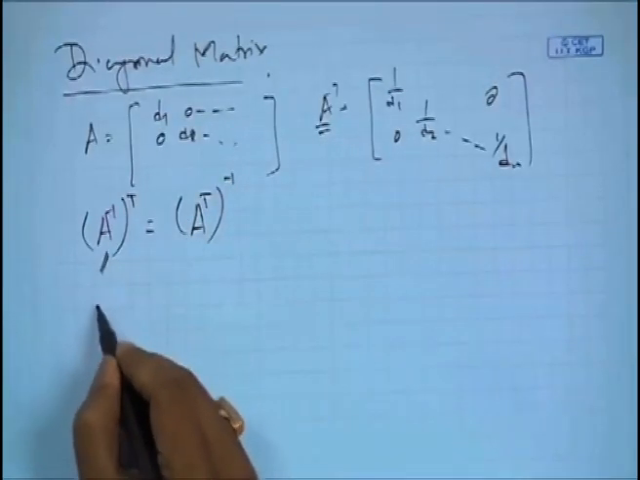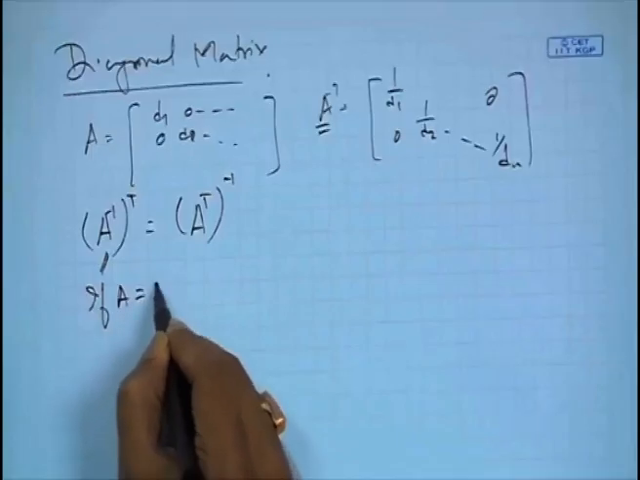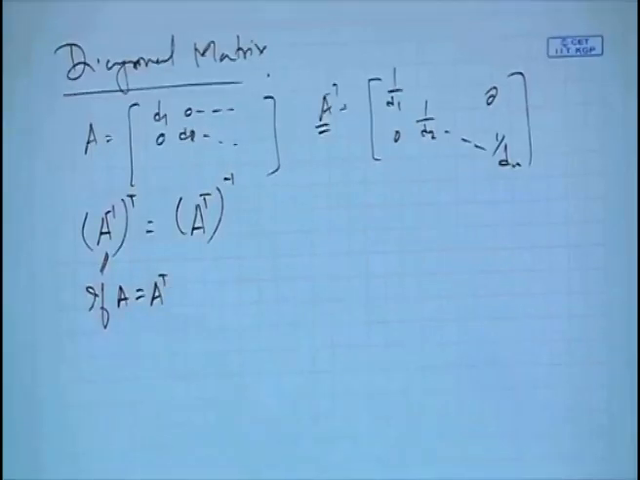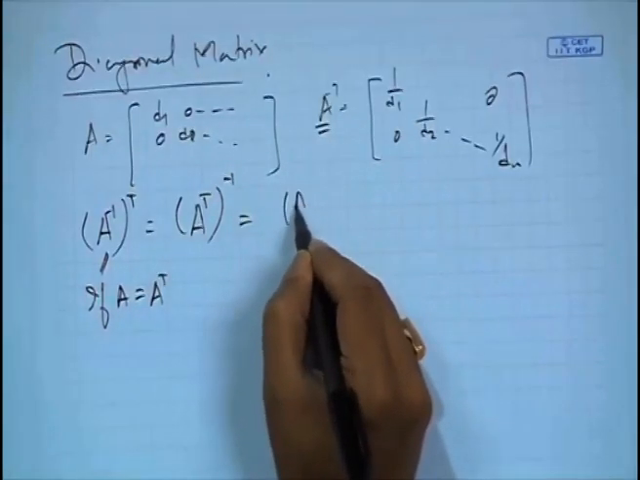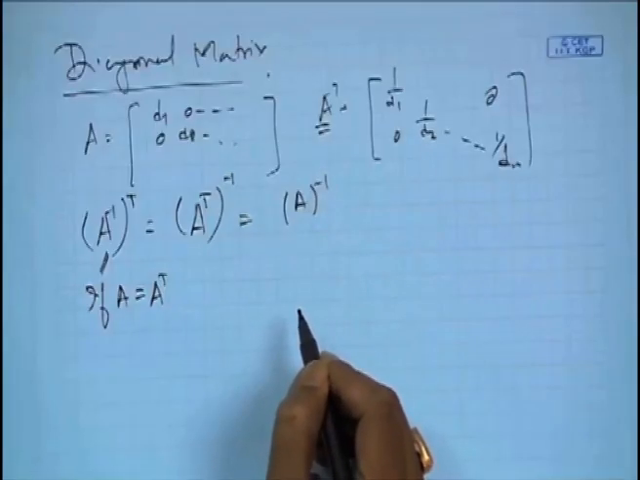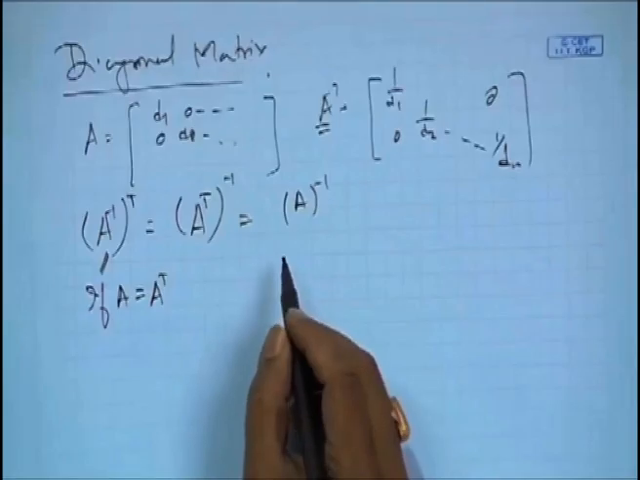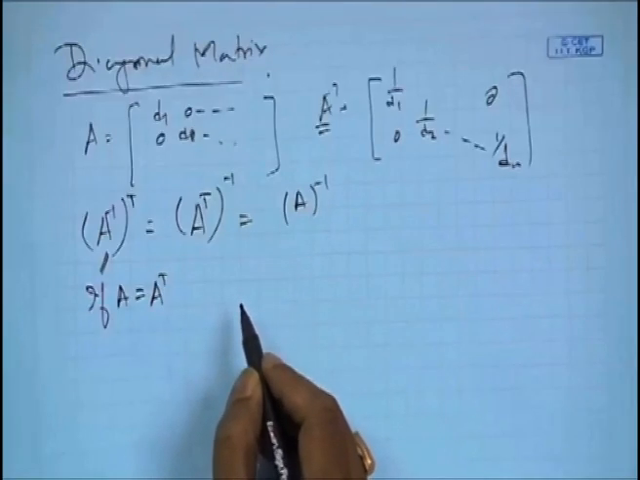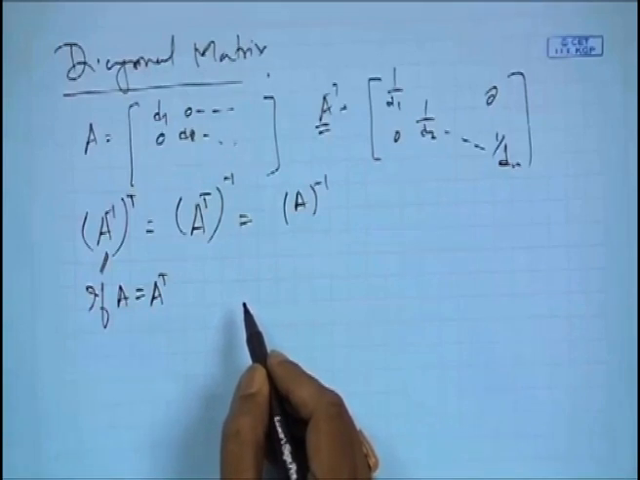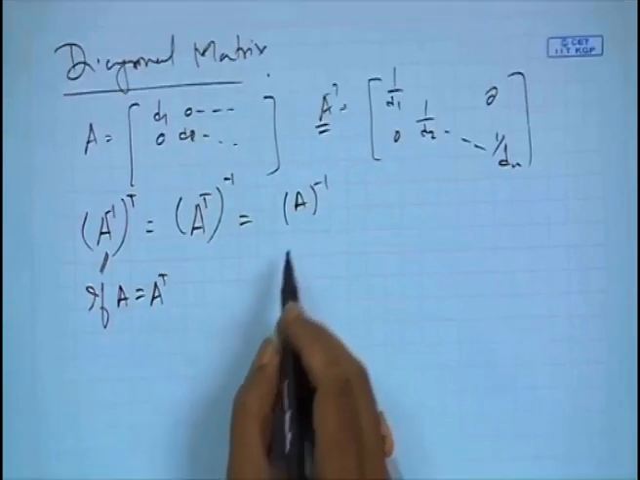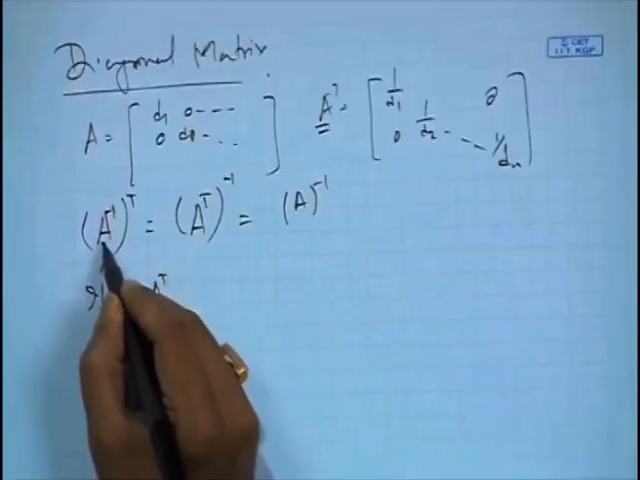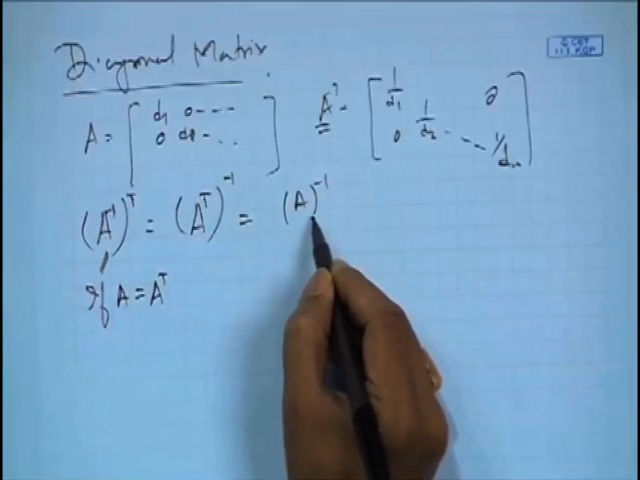Now if A is symmetric, if A is equal to A transpose, I could write this as A inverse. So that means the inverse of a symmetric matrix is also symmetric. That's what we can see: A inverse transpose is equal to A inverse.